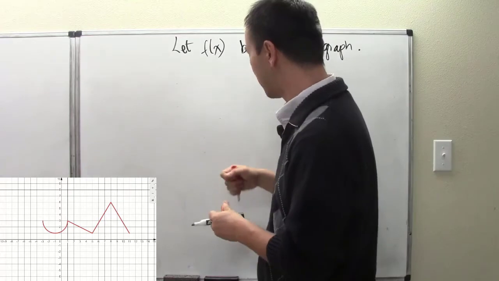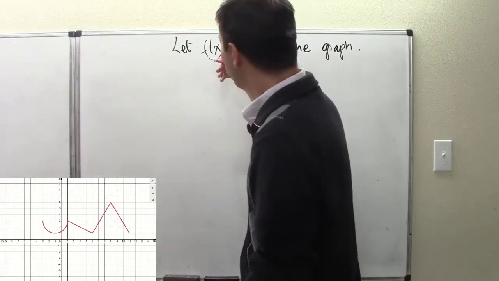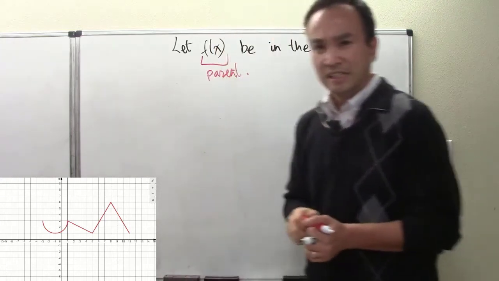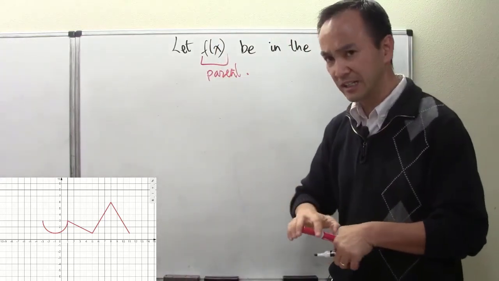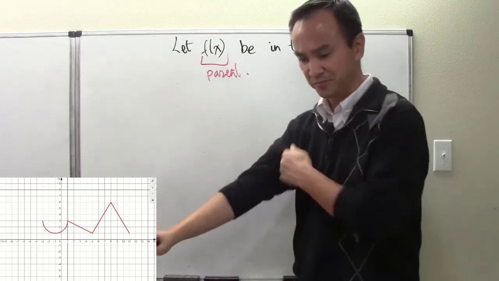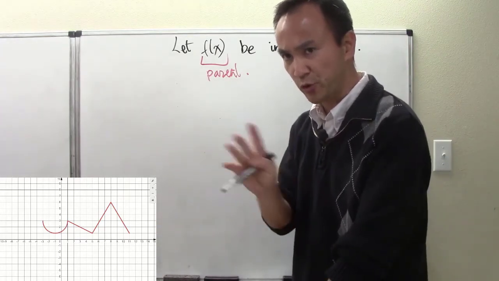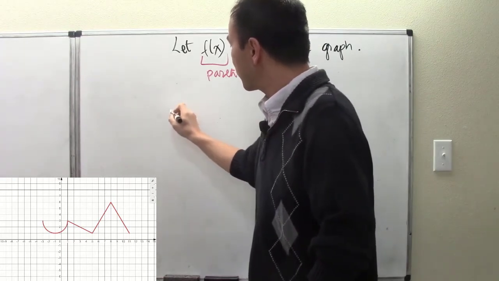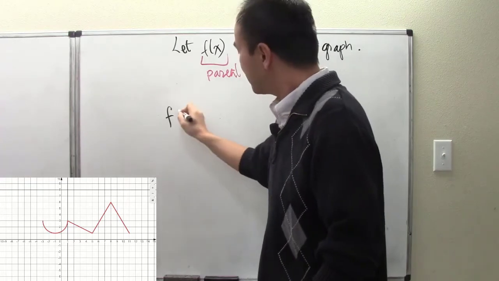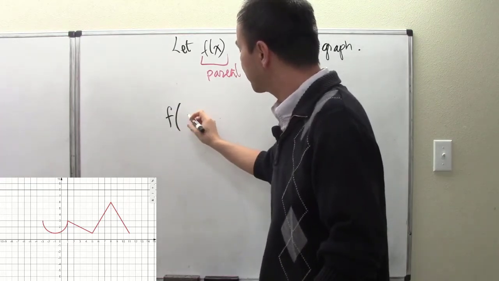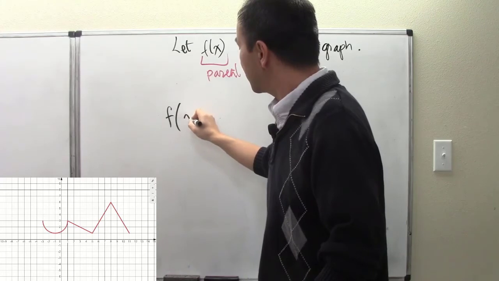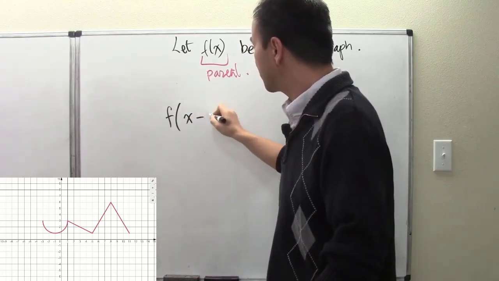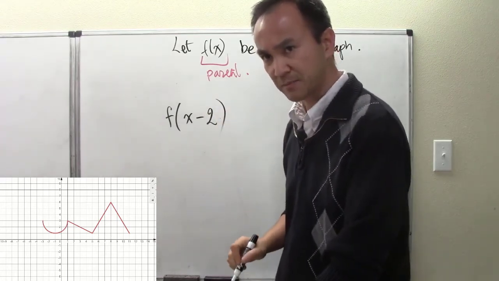We call it a parent function. We have already learned, through the earlier lecture when I was going over all the elementary transformations, each one of them. Then f of x minus 2, for example. Let me pick a number. f of x minus 2.